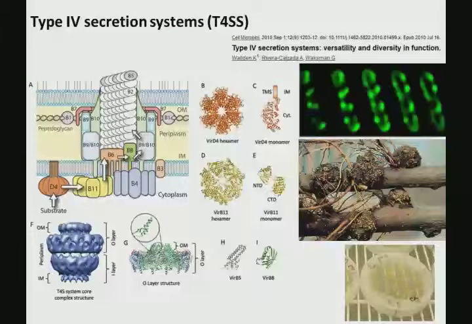There are type 4 secretion systems, which are incredibly complicated. I won't ask you anything about this, okay? So don't worry too much about the assembly.